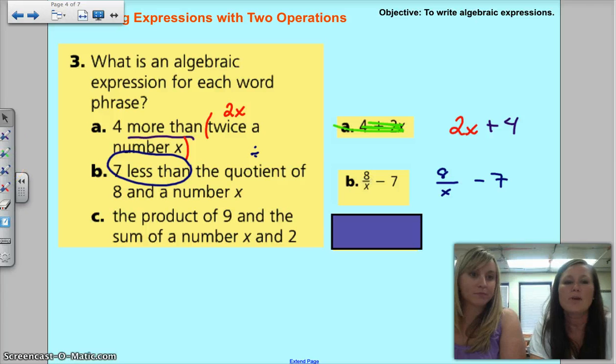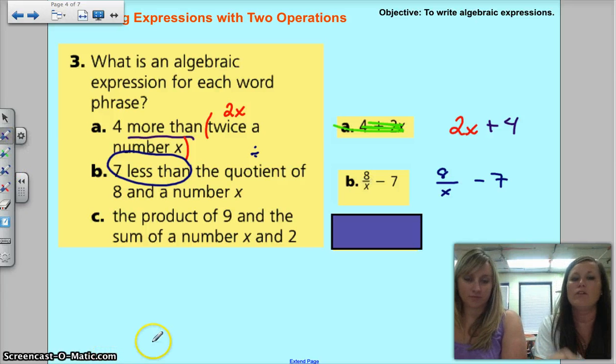The product of 9 and the sum of a number x and 2. Okay, so again, guys, just break it down.